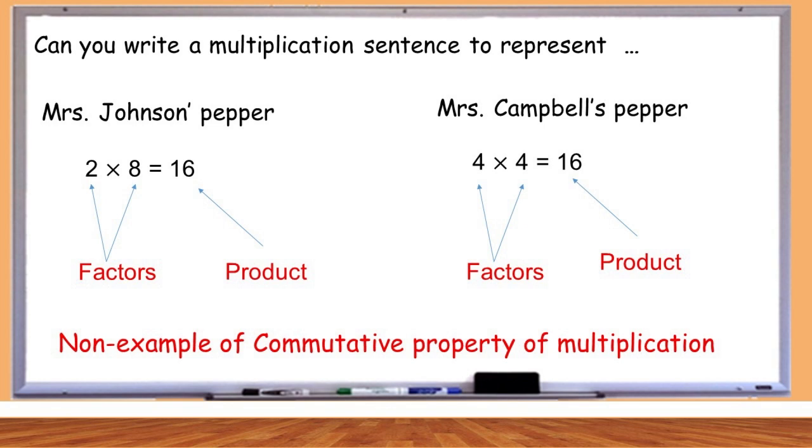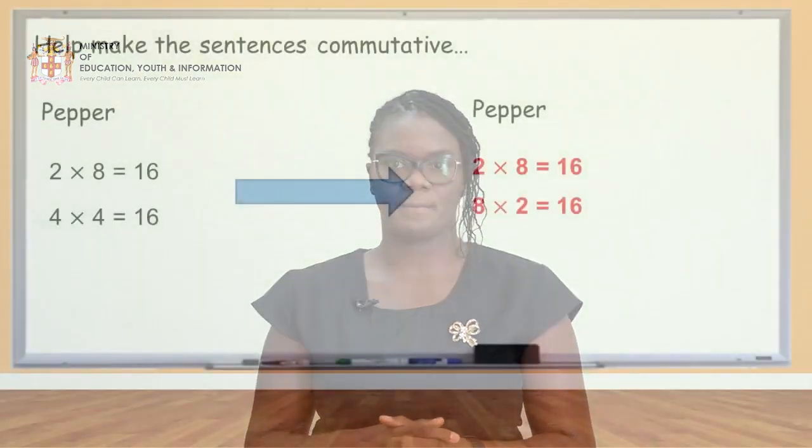Let us look at the pair of multiplication sentences. I need you to tell me what you have noticed. Great! I heard someone saying that the products are the same, but the factors are different. Do you think that the commutative property applies to this pair of multiplication sentences? No is indeed correct. Can you say why? Great! Though the products are the same, the factors in each sentence are different, and as such, does not conform to the commutative property of multiplication.